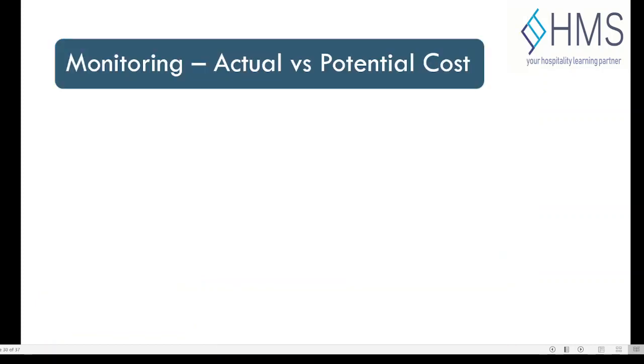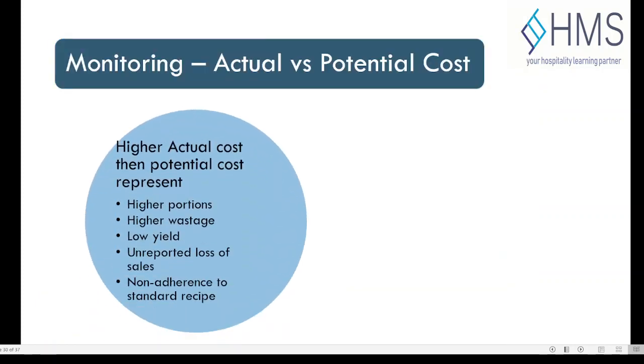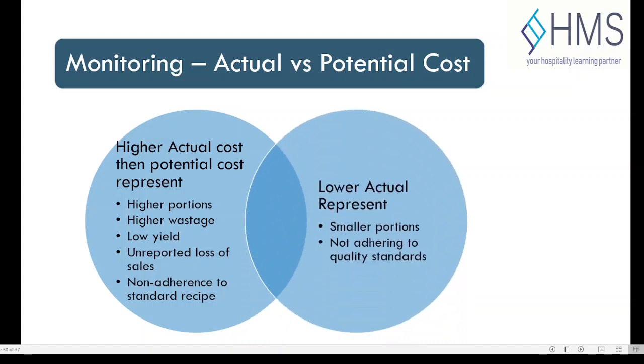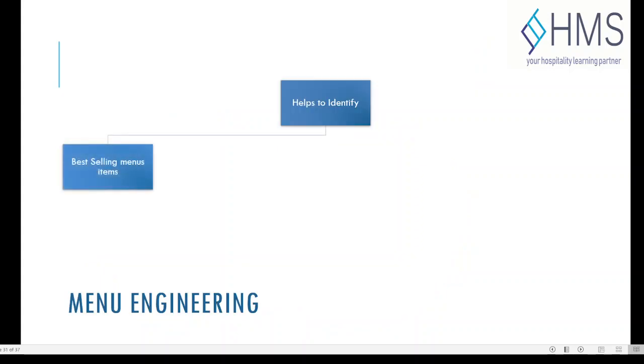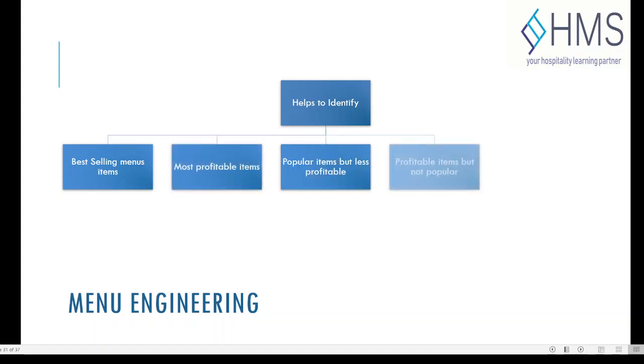Okay, so that's the monitoring, actual versus potential cost. Usually, a higher actual cost represents higher portions, higher wastage, low yield, unreported loss of sales, and non-adherence to the standard policies. And a lower actual cost represents smaller portions and not adhering to the quality standards, which is also not good for the image of the hotels. And then there is usually a menu engineering report, which we are going to touch on very quickly.